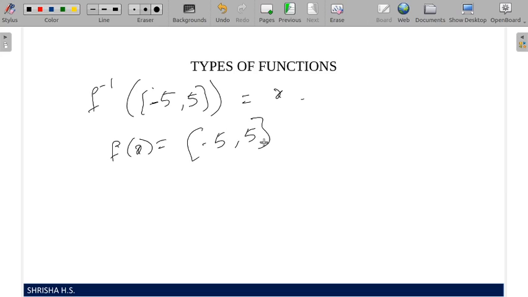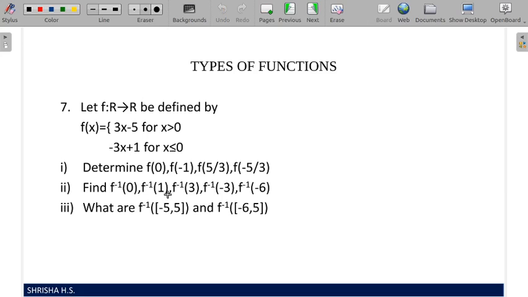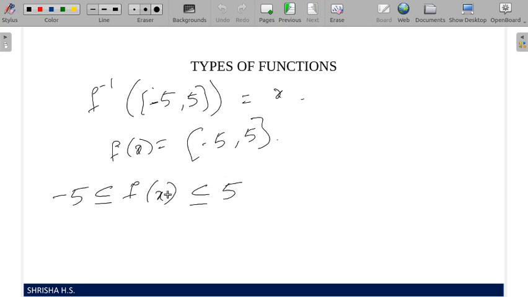How can we write that one? So f of x varies from minus 5 to 5. Okay, so what is f of x? f of x can be 3x minus 5, or it may be minus 3x plus 1. So we'll substitute both, first 3x minus 5.